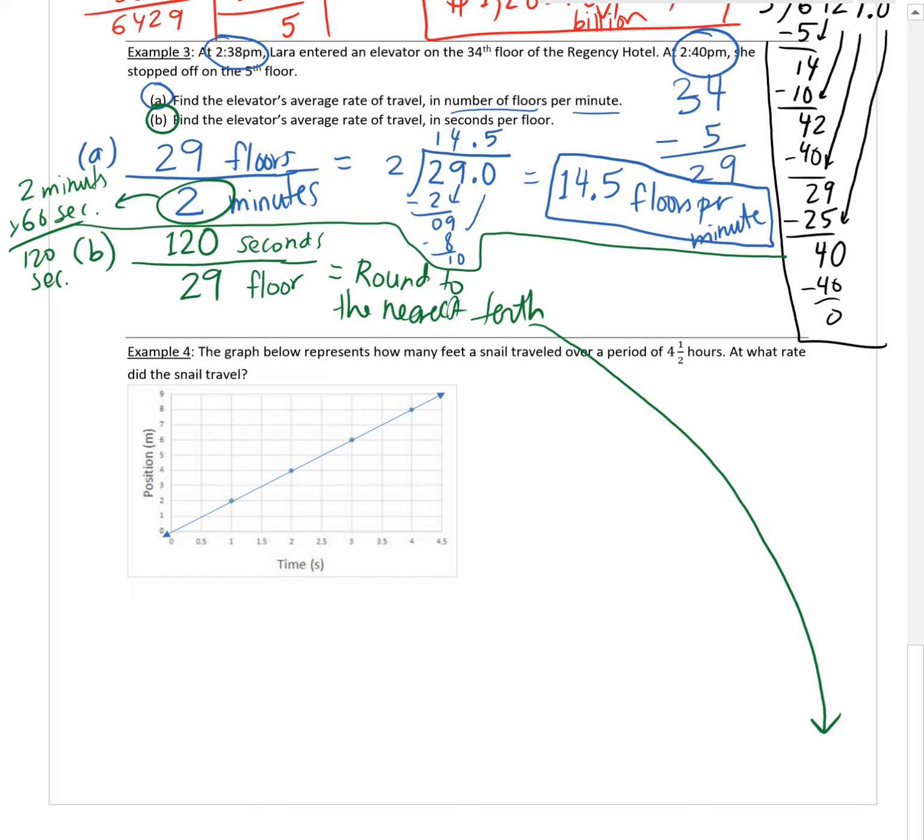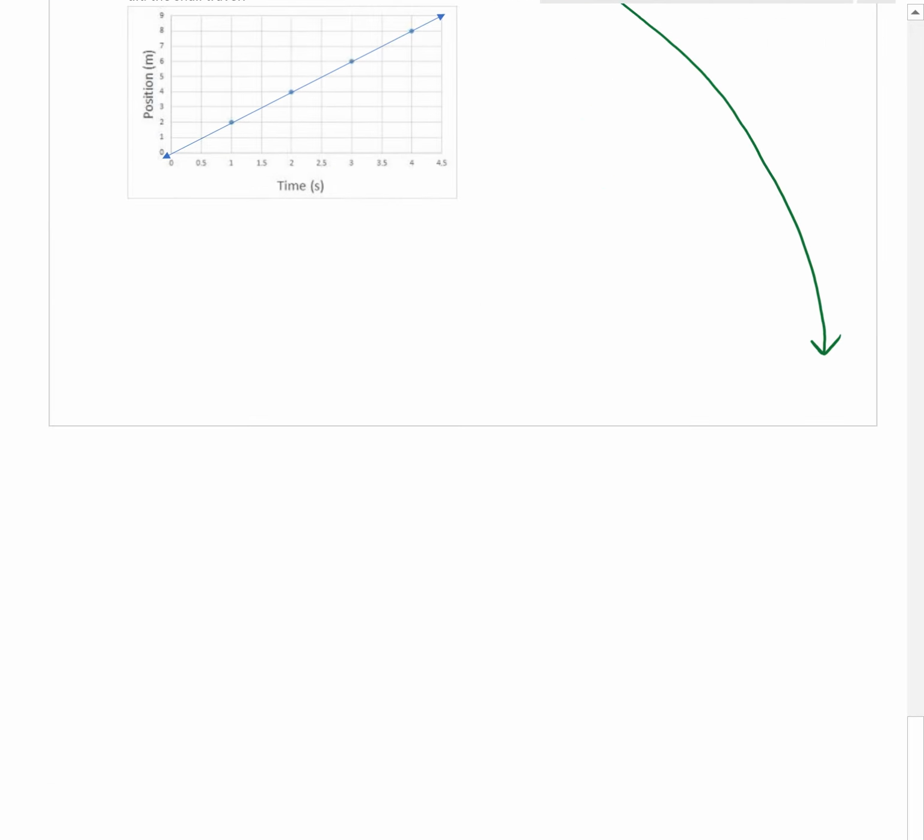Is that okay? What are we dividing? 29 into 120. And I've got to keep in mind, all I care about is the decimal point. I need 2 more digits after that if I want to round to the tenth. Okay, so 29 goes into 120.